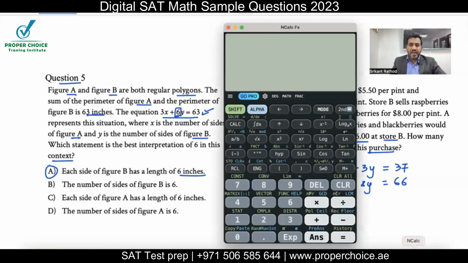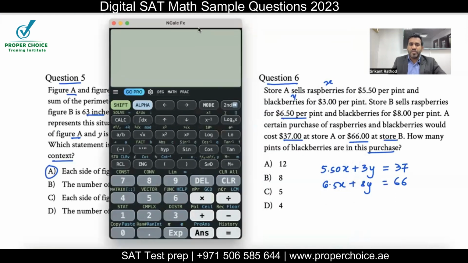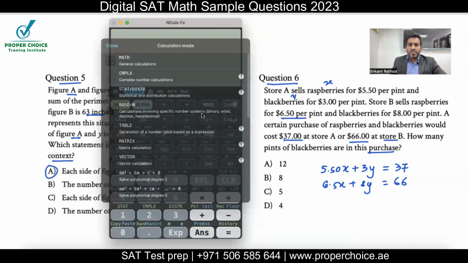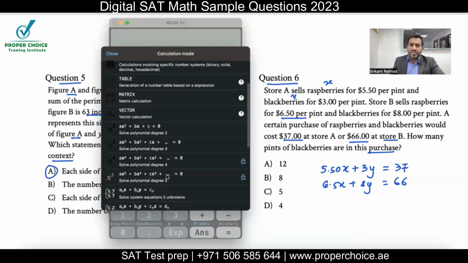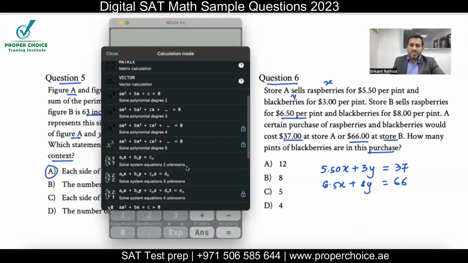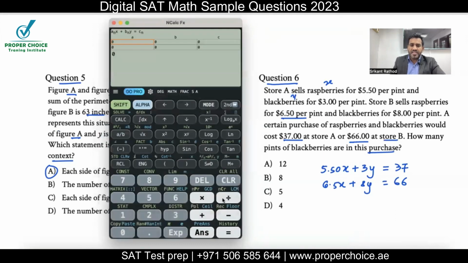So I just need to use a calculator to solve the system of equations. Whichever calculator you have, you can use it accordingly. Just learn how to solve it on the calculator. So here I go to the type of equation, the system of equations with two unknowns, and I just put in the coefficients of x and y. It's going to be 5.5, press equal, 3, equal, 37, equal, then 6.5, equal, 8, equal, then 66.